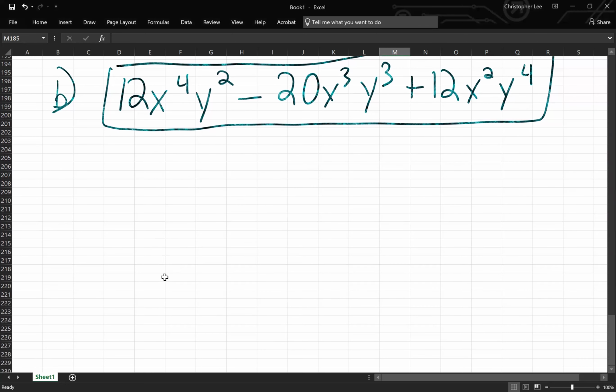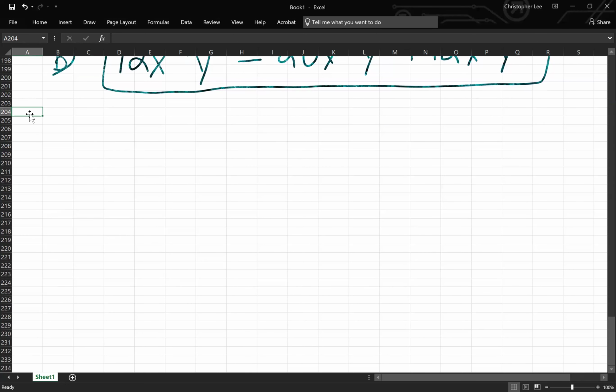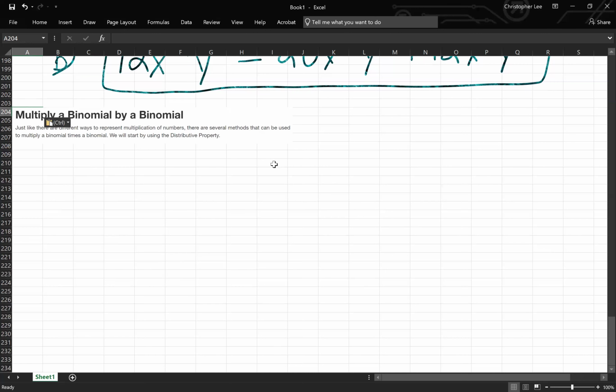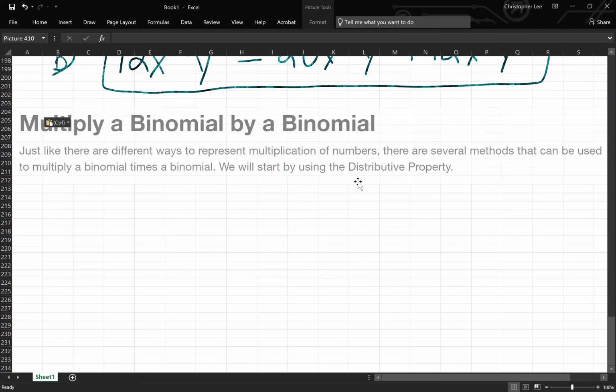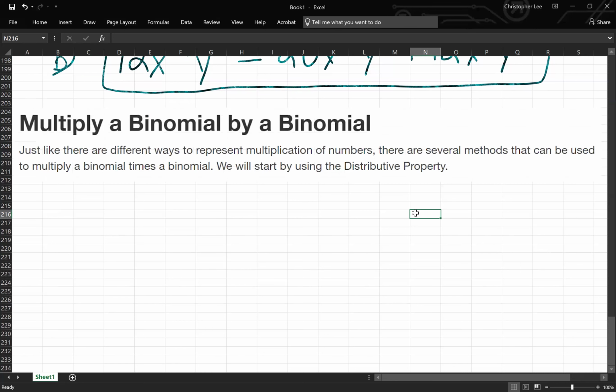All right, this next topic, I'm pretty sure everybody in here knows how to do. We're going to be multiplying a binomial by a binomial. Just like there are different ways to represent multiplication of numbers, there are several methods that can be used to multiply a binomial times a binomial. We'll start by using the distributive property.